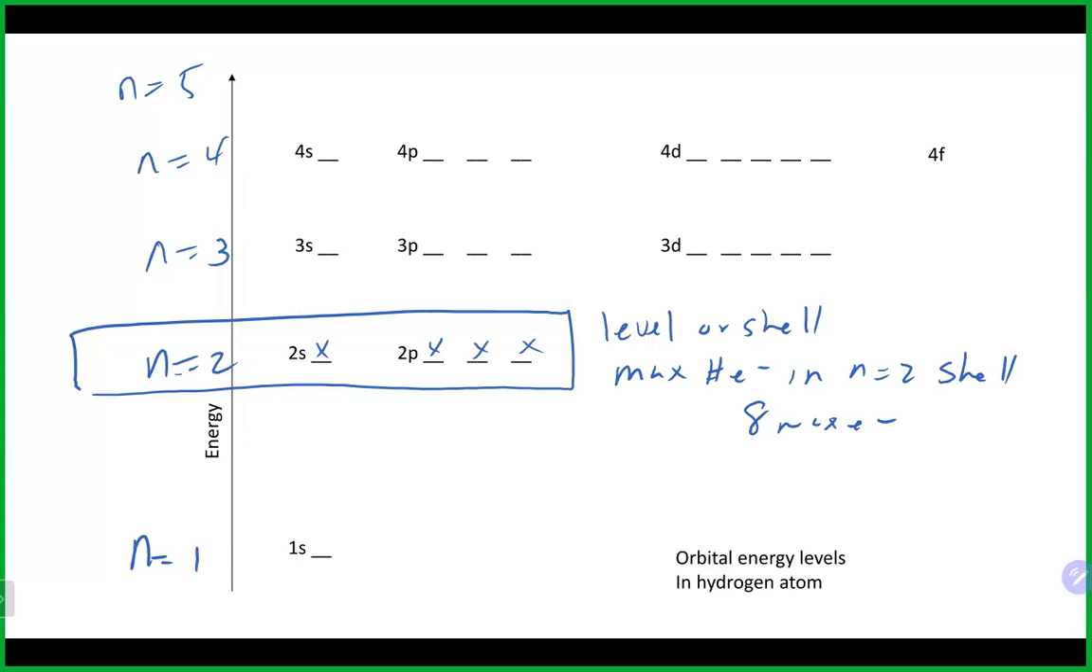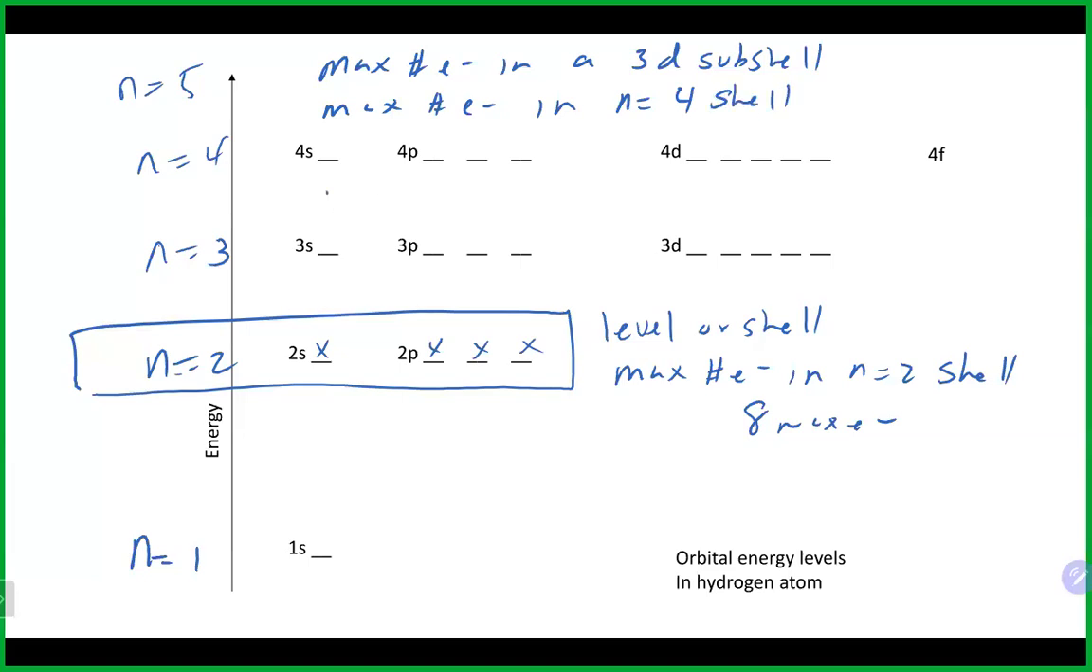That again is different than some other questions. For example, we want to know the maximum number of electrons in a 3d subshell, the maximum number of electrons in the n equals 4 shell, and the maximum number of electrons in a 3p orbital. Why don't you take a moment and think about how many electrons in each of those cases. All right, let's take a look.